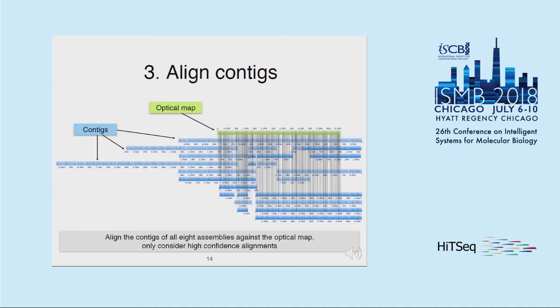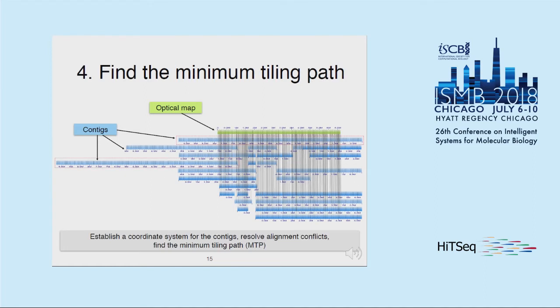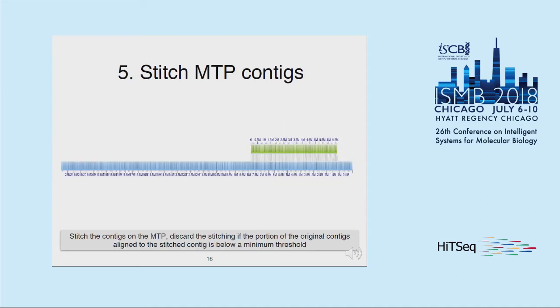The third step is to align the context to the optical map. The fourth step is to find the minimum tiling path, MTP. The MTP is defined to be the subset of contexts which cover the same genome region covered by all of the contexts. So in this example, we can see we have only 2 MTP contexts shown by the red box. The last step is to stitch the MTP contexts into one longer context.